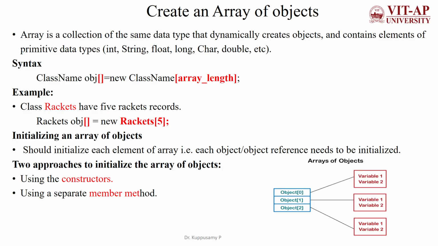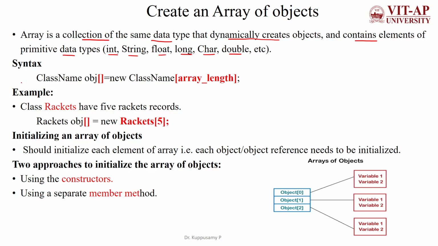Hi, how to create an array of objects by using the Java programming. Array is a collection of similar data type that dynamically creates objects and contains elements of primitive data types. Primitive data types are integer, string, float, long, character, double, short integer, etc.